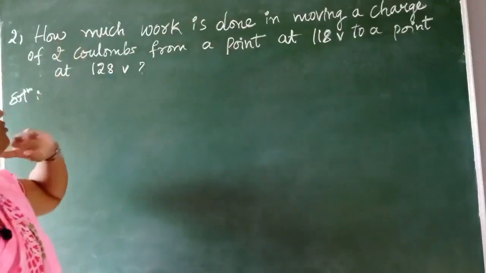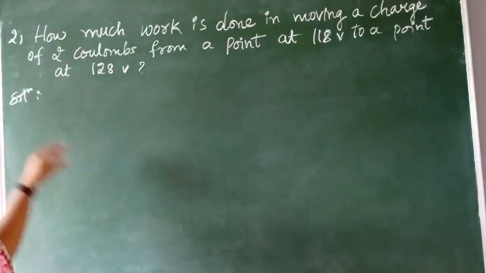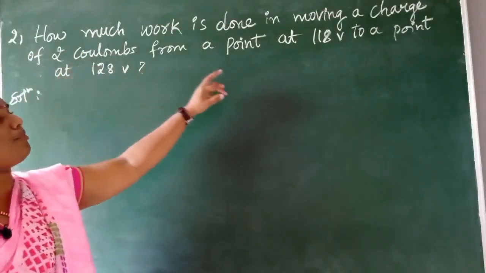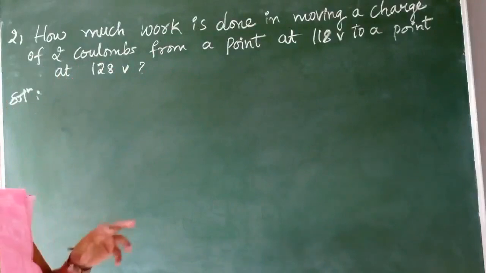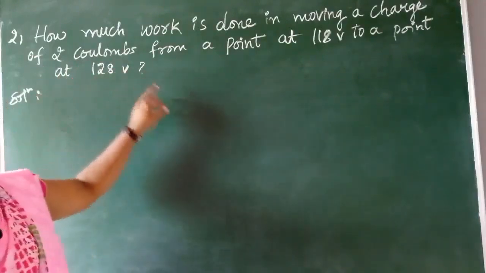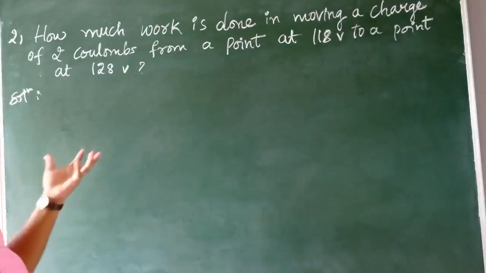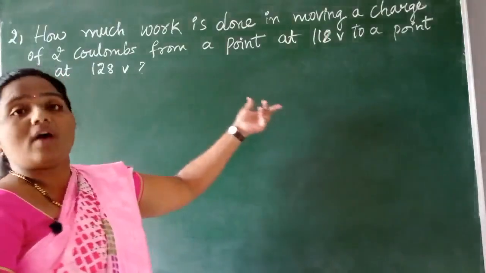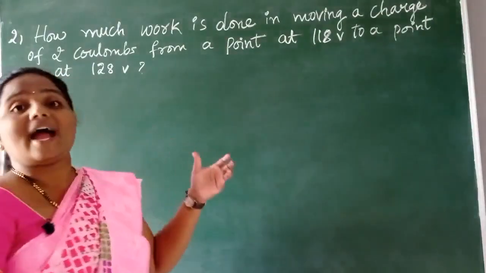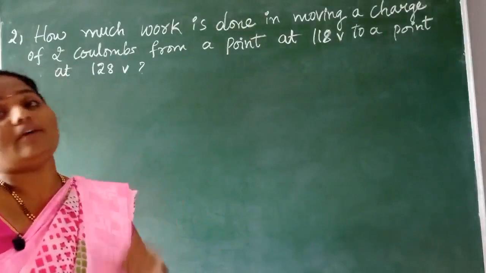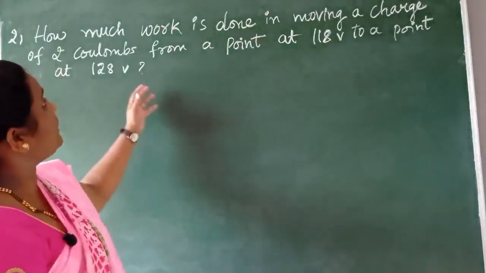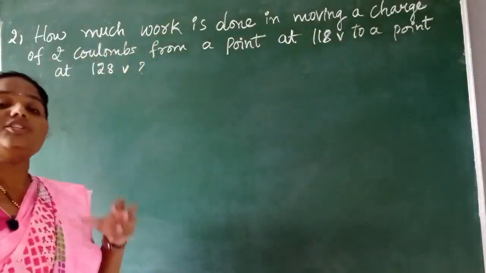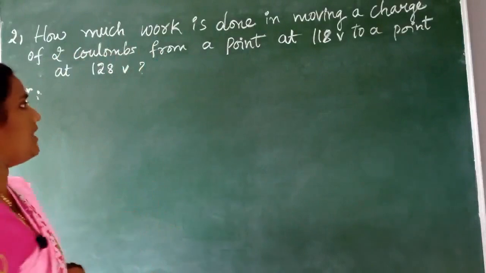Children, let us solve one more problem based upon potential difference. Here they asked how much work is done in moving a charge of 2 coulombs from a point at 118 volts to a point at 128 volts. See, in this question they have not given the potential difference directly, isn't it? The point values are given here. So you have to calculate the potential difference first. And one more thing they have already given, that is the charge. So what do we have to calculate? How much energy is used here, we need to calculate.